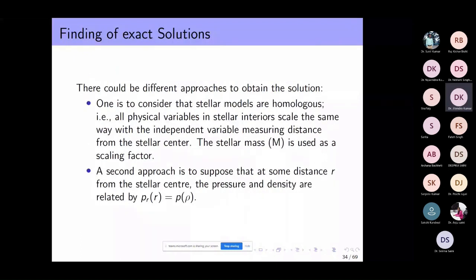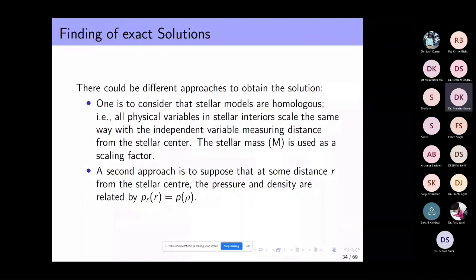Now, finding the exact solutions, we have two approaches. In one approach, we consider that the stellar models are homologous, that is, all physical variables in stellar interiors scale the same way with the independent variable measuring distance from the stellar center, and the stellar mass is used as the scaling factor.